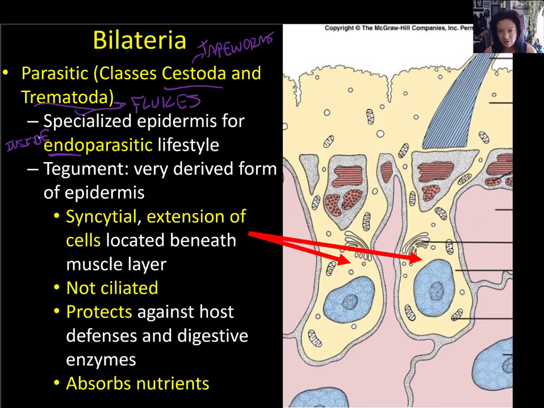To achieve these goals, parasitic platyhelminthes have a special type of integument that's just referred to as tegument. That's the name of this specialized form of epidermis. Now, once again, it's going to be one cell thick. Just like in our previous groups, the epidermis here, again, is one cell thick. But oh, those cells are very, very unique. All the epithelial cells in this tegument are syncytial.